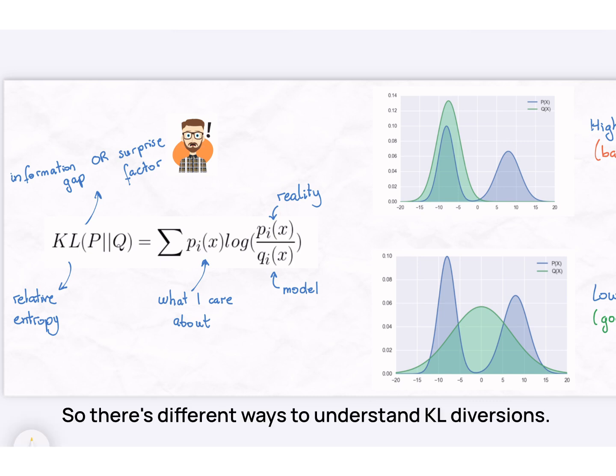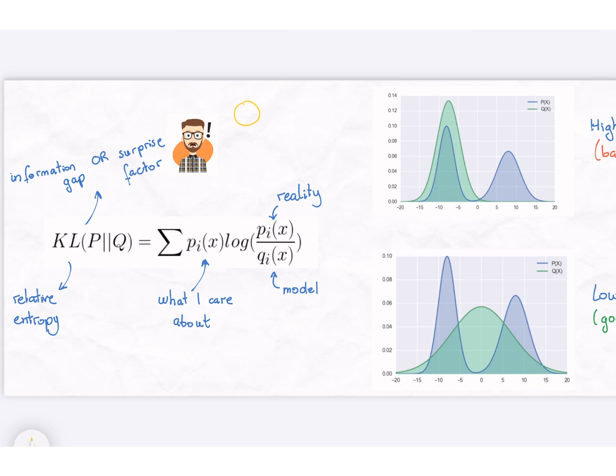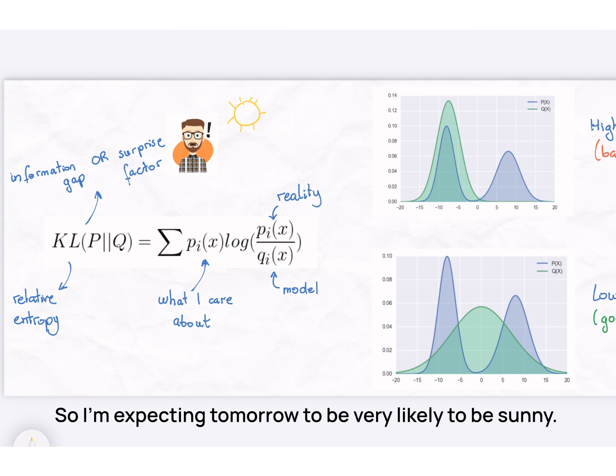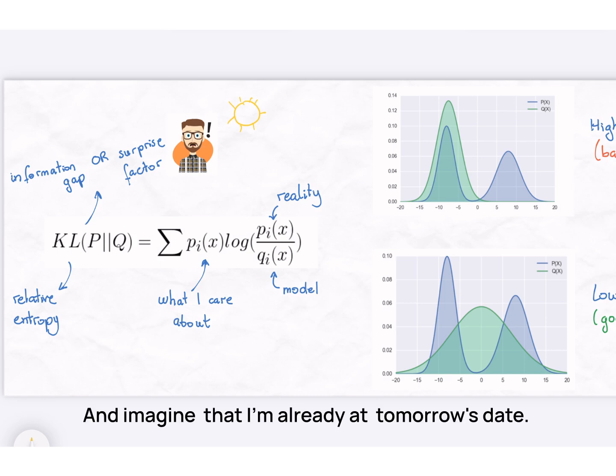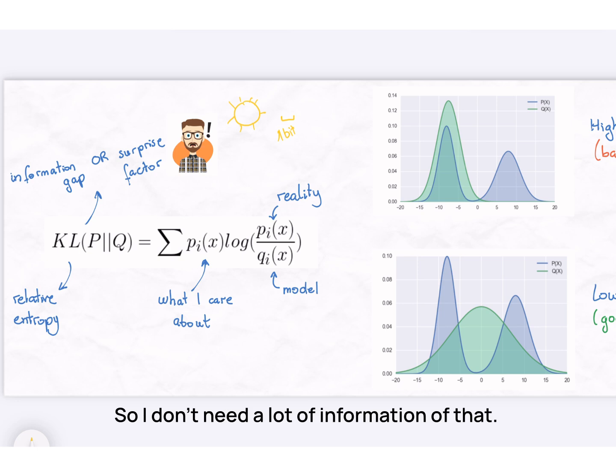So there are different ways to understand KL divergence. For example, from the information theory perspective, suppose that tomorrow is a sunny day. So I'm expecting tomorrow to be very likely to be sunny. And imagine that I'm already at tomorrow's date. If it's actually sunny, there's very little information. Let's just say for simplicity's sake, I'm going to get a 1-bit piece of information that it is sunny, because I expected it to be sunny. So I don't need a lot of information for that. This is my expectation, so there's a very small amount of information that I need to confirm that, let's say by a notification on my phone or something like that.